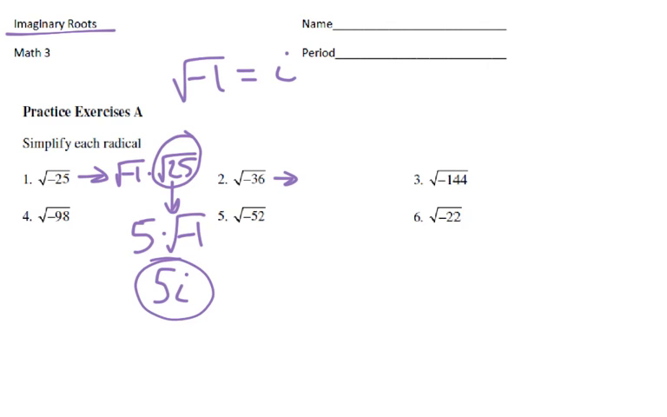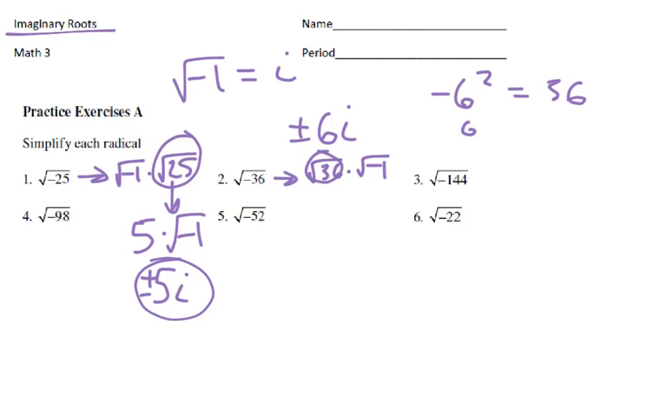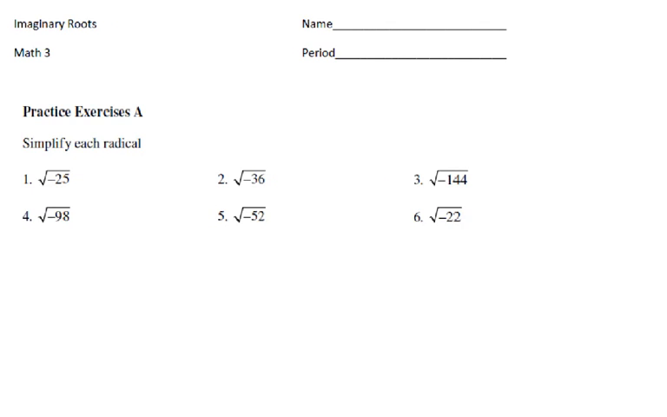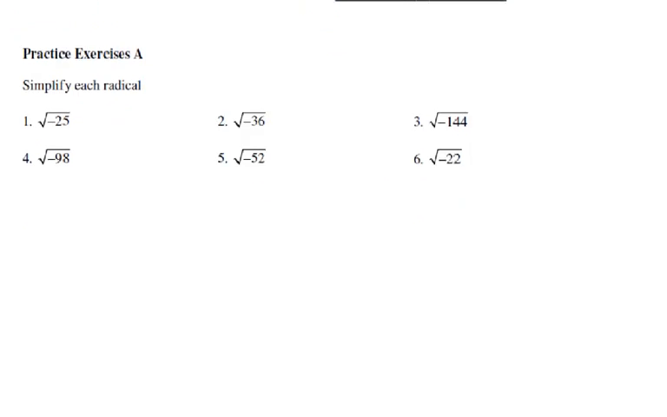So if we look at number 2, square root of 36 times square root of negative 1, we know that that is 6, and square root of negative 1 will give us i, so 6i. And remember, whenever we're taking a square root, we have to think plus or negative, right? So technically I should have done that, because I know that negative 6 squared is 36, and positive 6 squared is also 36. So we have to think in terms of both. Okay, number 3, you should know that this one's plus or minus 12, and then we deal with that negative with the i.